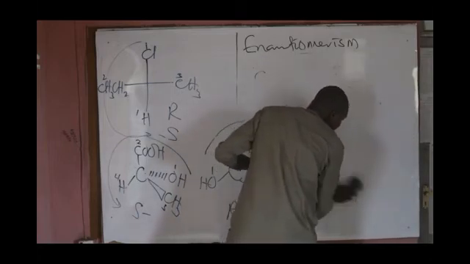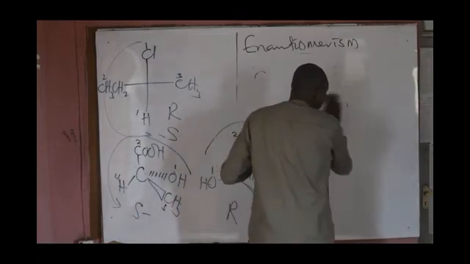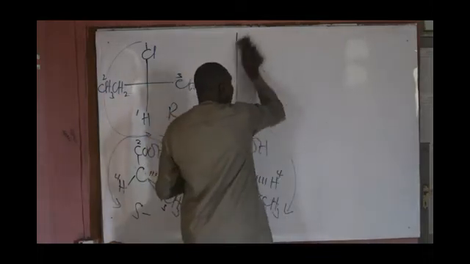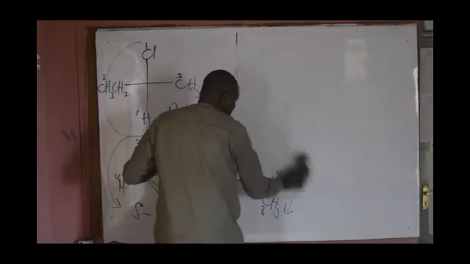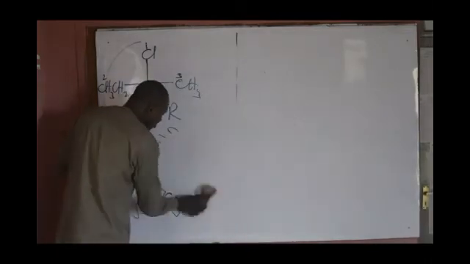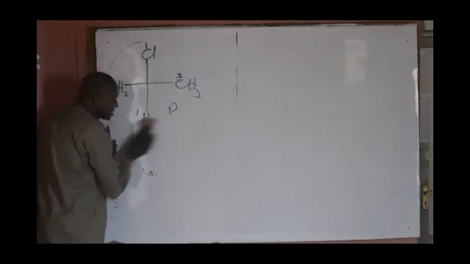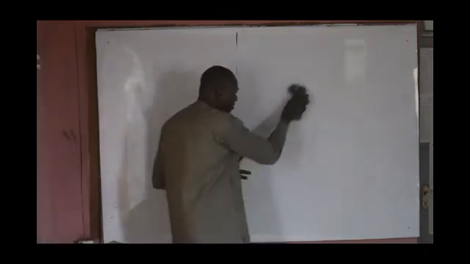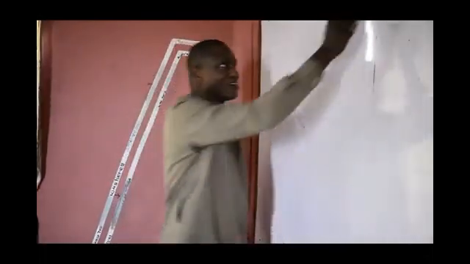So you have to be careful. When you are given the molecular formula of a compound, write the structural formula of that compound. Then try to locate if the molecule has a chiral carbon, a carbon that is surrounded with 4 different groups or groups of atoms. When you have such, you can say that particular molecule is optically active because it can rotate a plane of polarized light. Then what do we mean by optical activity?